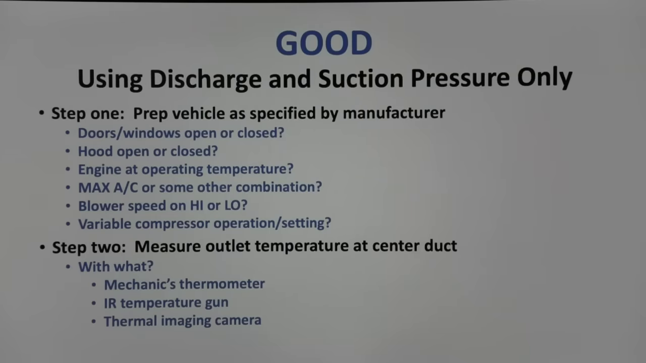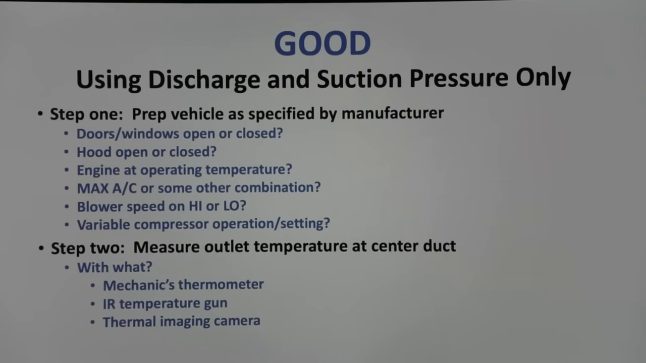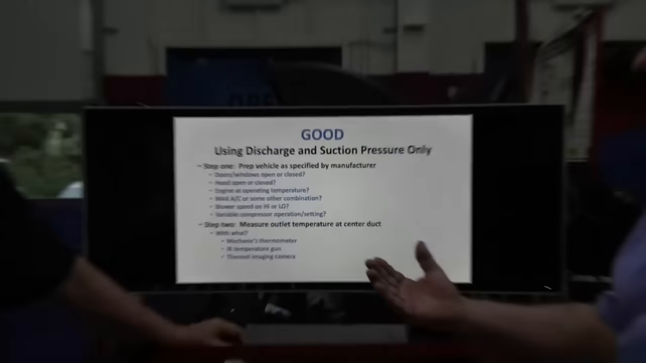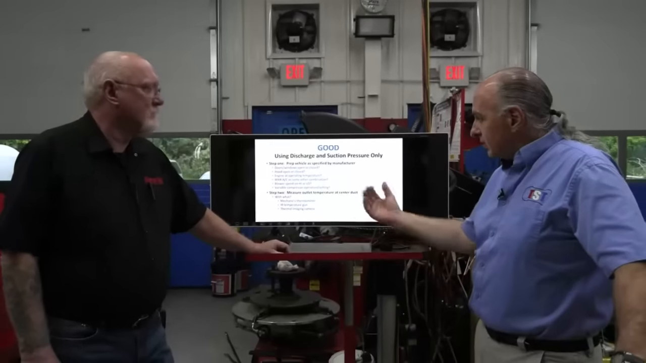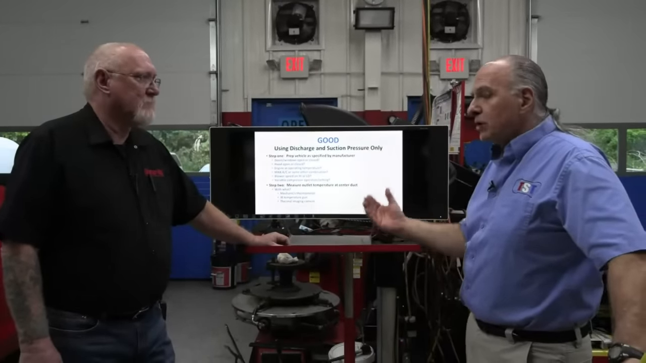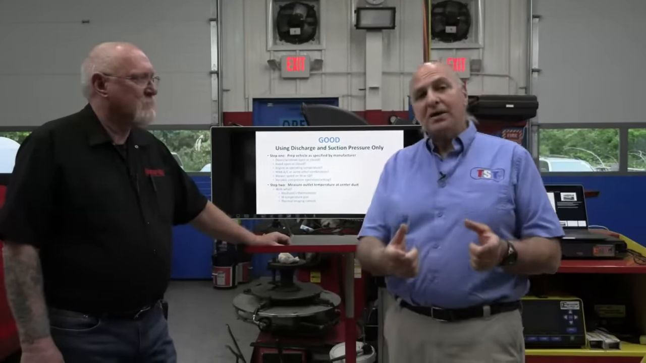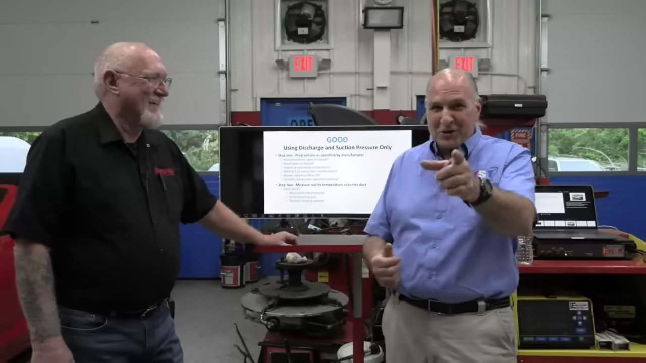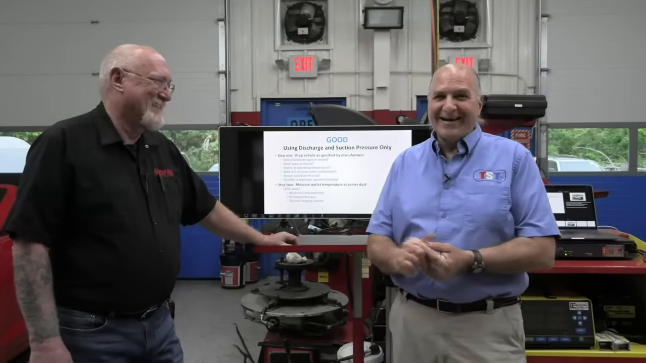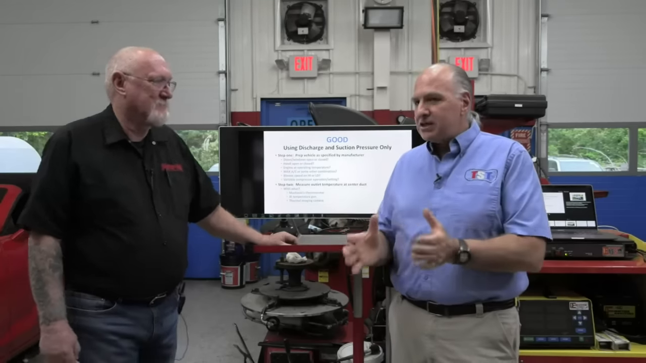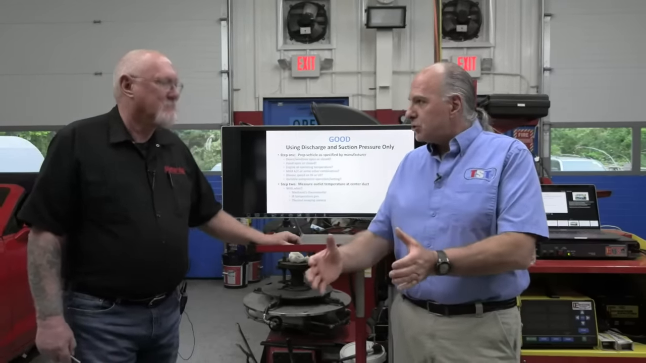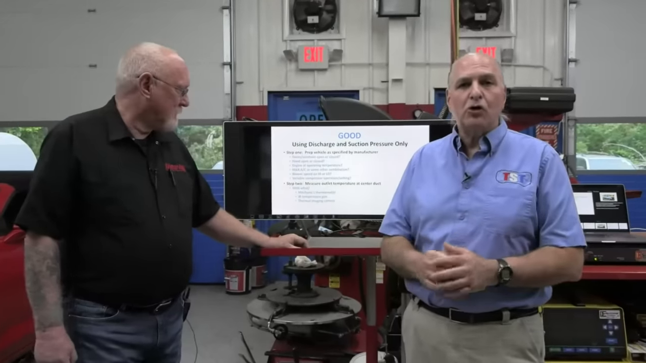Step two, we have to measure the outlet temperature at the center duct, but what are you going to use for that? Well, people have been doing things for years. Sometimes they do it wrong. A little thermometer you may be using, especially those little thin ones, could fall out. And sometimes people tend to put them in the left side duct. As it says here, the center or right side is usually colder. Why? Here's why. The evaporator is in either the central location or to the right. That's why it's going to be colder there.